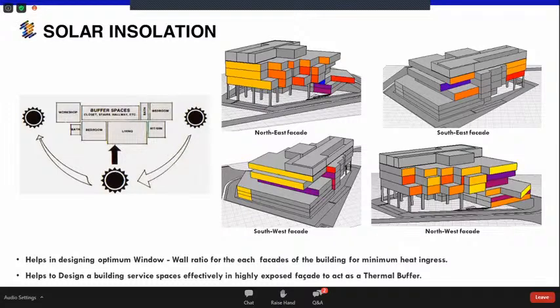This not only helps us in designing the window-wall ratio, it also helps us at the planning level. When we get huge radiation at the west facade, we design service areas like toilets and staircases at the west facade, so that the radiation ingress into the conditioned space can be cut down at the initial stage itself, and those staircases act as a thermal buffer.